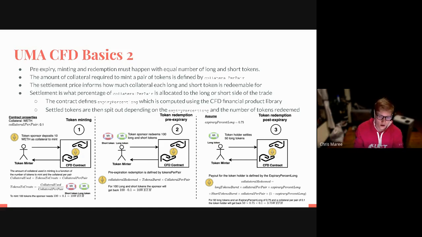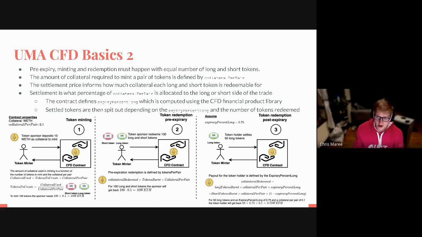So your 100 long tokens could be redeemed back for the 10 WETH, and the collateral to redeem very simply is just the tokens burnt times the collateral per pair. And this number, collateral per pair, we'll see that throughout this presentation, because it's a fundamental component in how all these things are calculated.